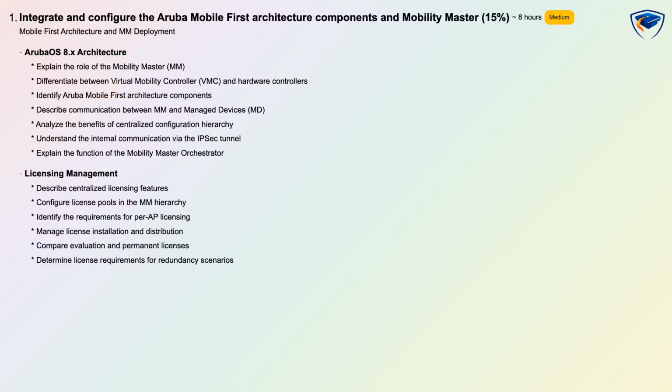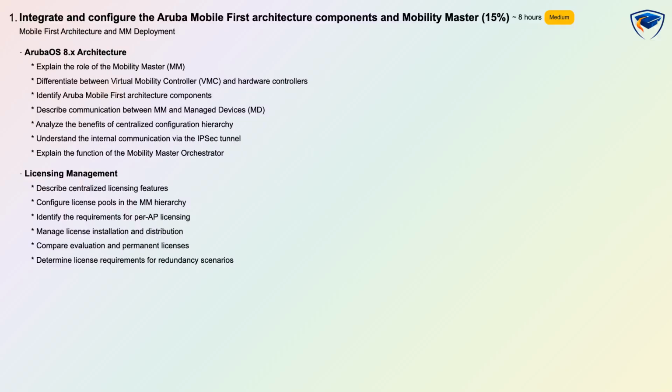Integrate and configure the Aruba Mobile First Architecture components and Mobility Master is weighted 15%, rated medium difficulty, and has an estimated learning time of 8 hours with conceptual and scenario-based questions. You will learn the Aruba OS 8X architecture and the role of the Mobility Master, differentiate virtual mobility controllers from hardware controllers, and understand how the Mobility Master communicates with managed devices using IPsec tunnels. The domain also covers centralized license management, configuring license pools, per AP licensing requirements, and how license distribution and redundancy affect deployment.